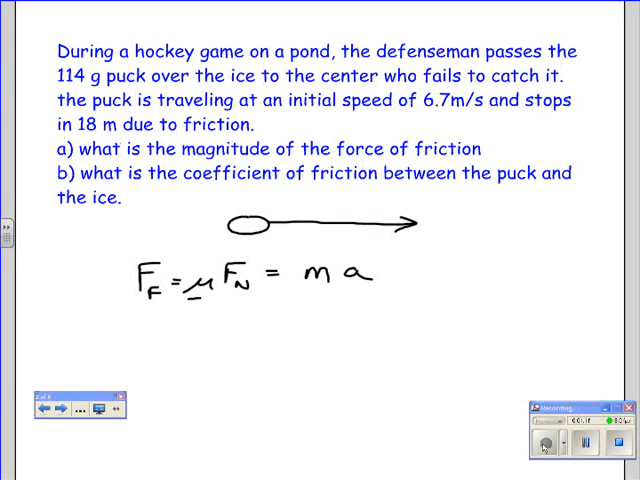We can't use this part because we don't know what the coefficient is. We're actually asked to find that in the second part. So we have to use ma. So we say that force of friction then is mass times acceleration. Do I know the mass of the puck? Yes, what is it?